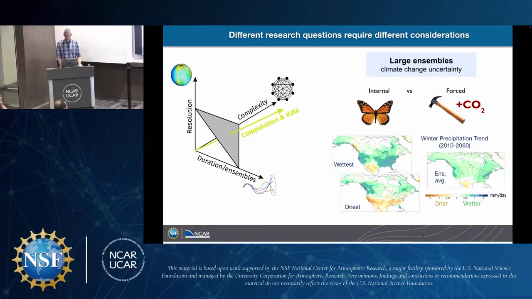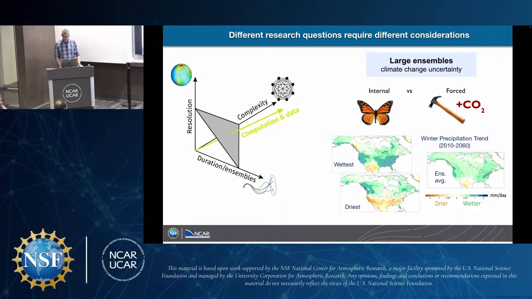The other axis is ensembles, and we found here at NCAR that the utility of large ensembles has been a game changer in our understanding of the internal variability, or natural variability, of our system versus the forced trend due to greenhouse gases, particularly important for the climate change problem. Of course, ensembles come into weather forecasting and seasonal prediction as well.